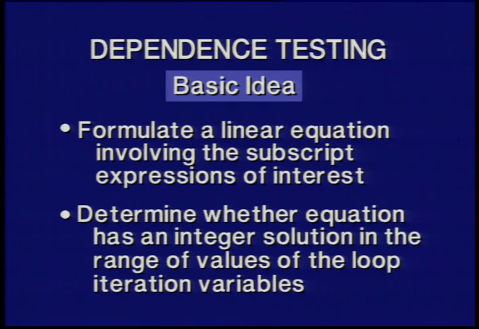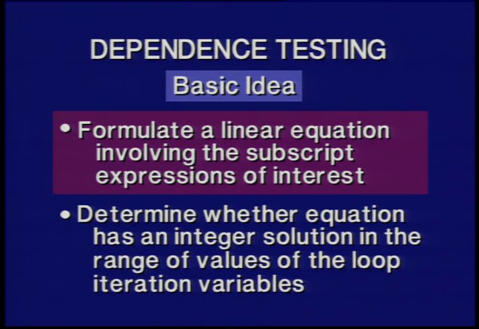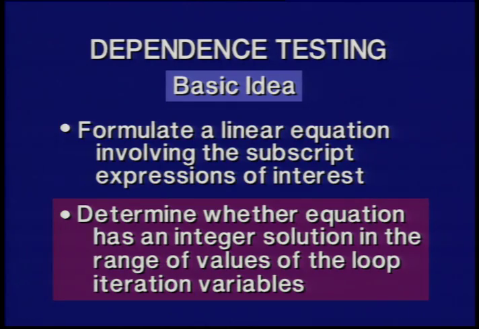Now, the basic idea with dependence testing, in order to determine what the relationships are, is to formulate a linear equation of these relationships between two subscript values of interest, and then see whether there's a solution to that equation within the range of the values of the loop iteration variables. Let's go through a rather elaborate example here, and the reason I've made this elaborate is so that you can't guess whether there's a dependence or not.